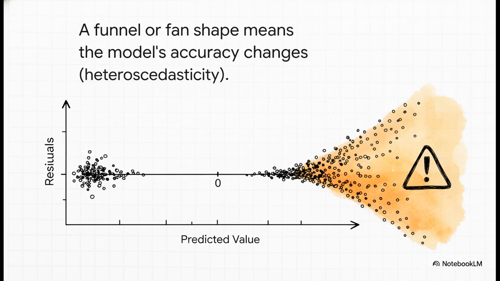And here's another big warning sign. See this funnel or fan shape? This means the size of our model's errors is changing. Maybe it's super accurate for small x values, but then it gets wildly inaccurate for large ones. The fancy term for this is heteroscedasticity. Don't worry about the spelling, but it's a major problem. It means we can't trust our model's predictions equally across the board.